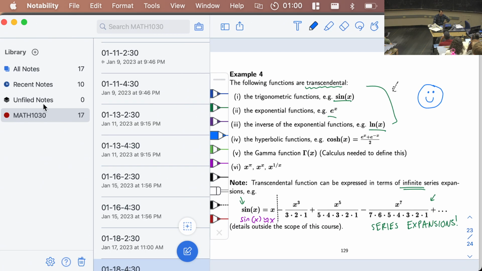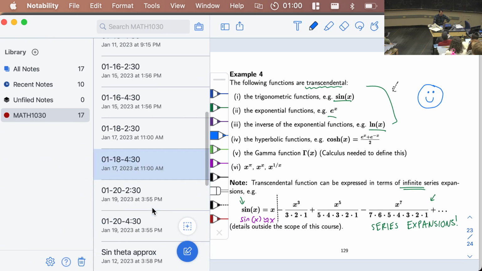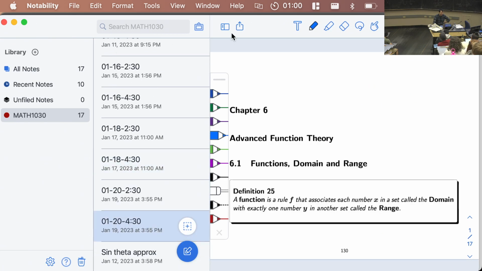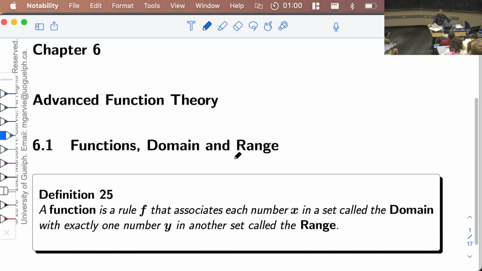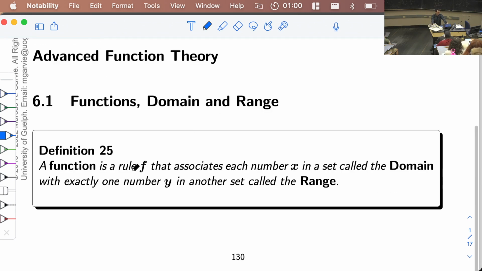Okay. So we're going to move on to chapter 6. Chapter 5 was basic functions. What is chapter 6? Advanced functions. So we're doing functions again, but with more definitions, more in depth than last time. Just like before, a function is a rule or a machine that inputs one number x and outputs another number y. What's new this time is we're giving names to the possible inputs and to the possible outputs.